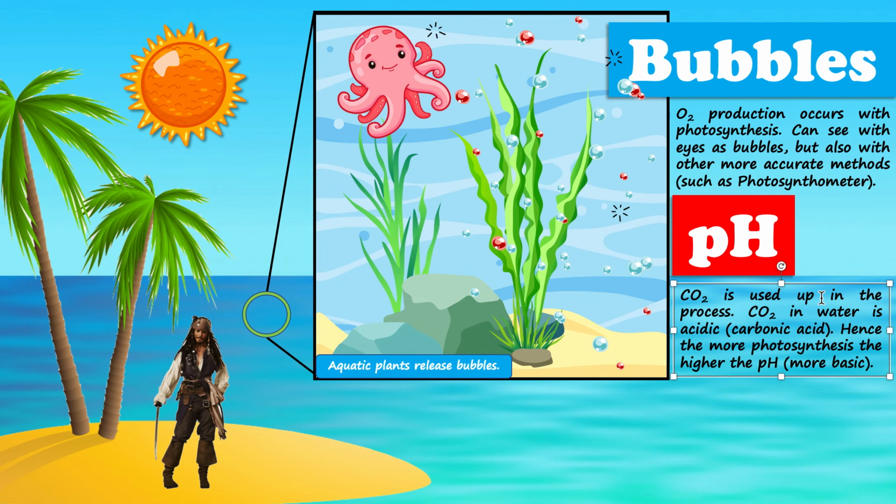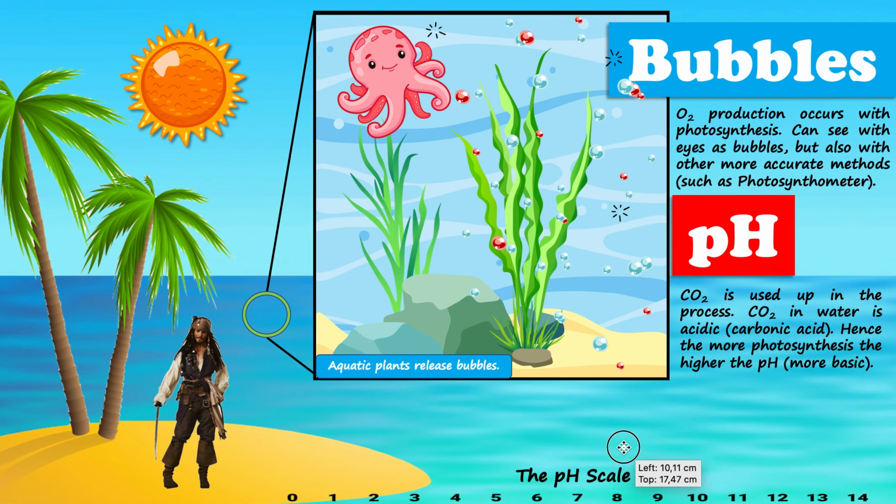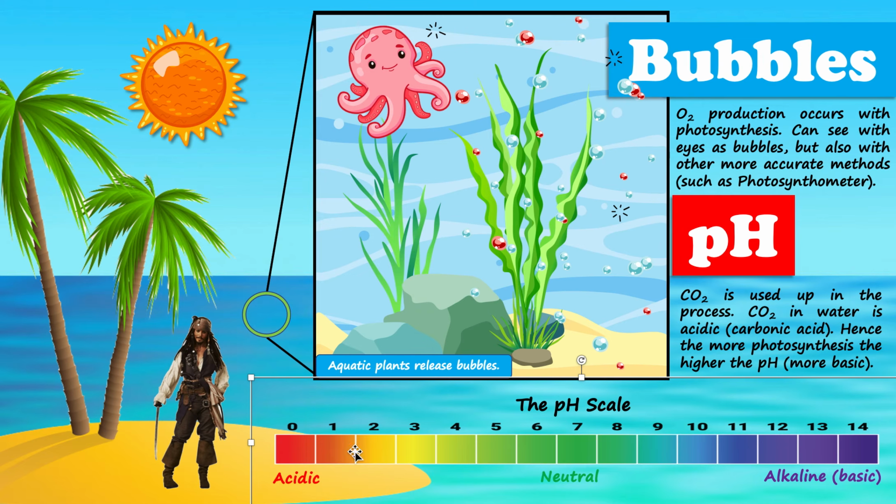So CO2 is used up in water in photosynthesis. CO2 in water is acidic, carbonic acid. So hence, the more photosynthesis, the higher the pH. So if you stick a pH probe in there, you can also see that the pH will start increasing as photosynthesis increases. Let me show you here. Remember, acidic has low pH and basic is high pH.